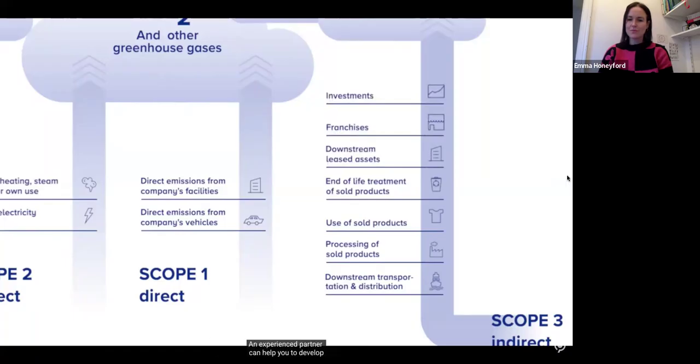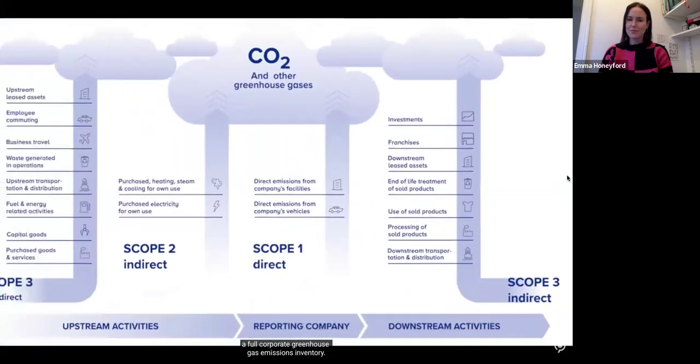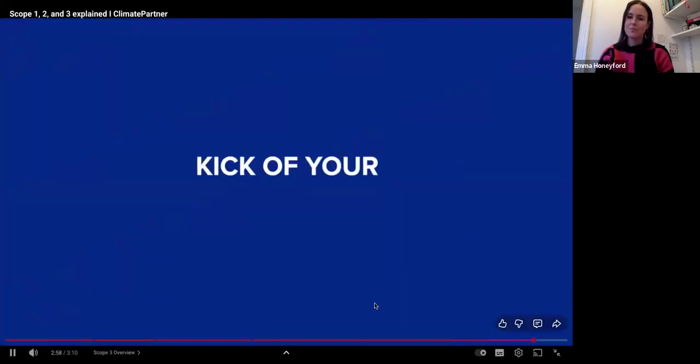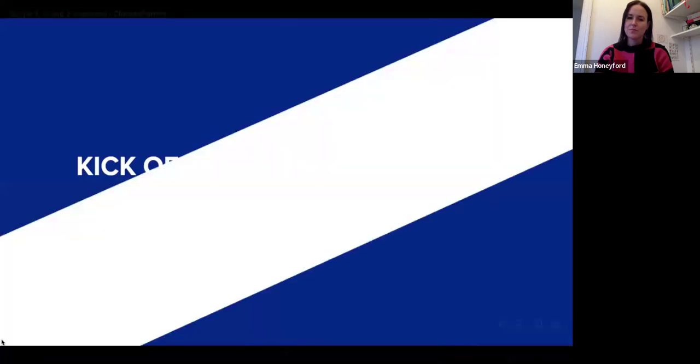An experienced partner can help you to develop a full corporate greenhouse gas emissions inventory that includes scopes 1, 2, and 3. This inventory provides a baseline and gives you the opportunity to continuously measure and reduce your carbon footprint to make the transition to a net zero economy. Kick off your climate action strategy now.